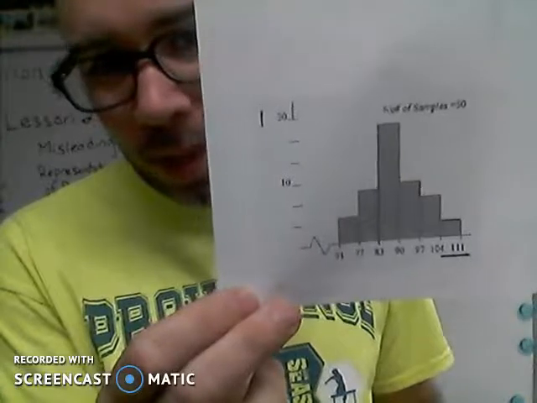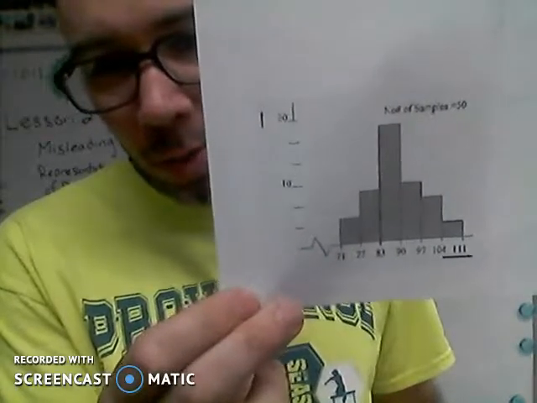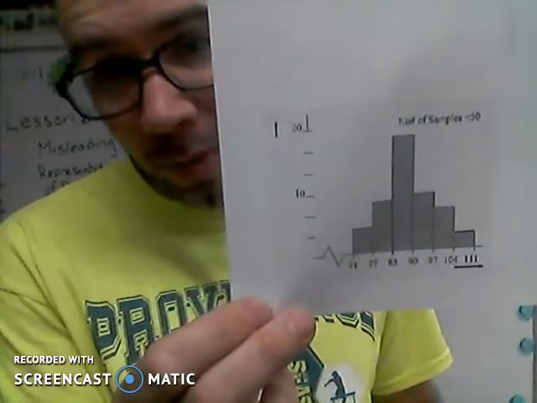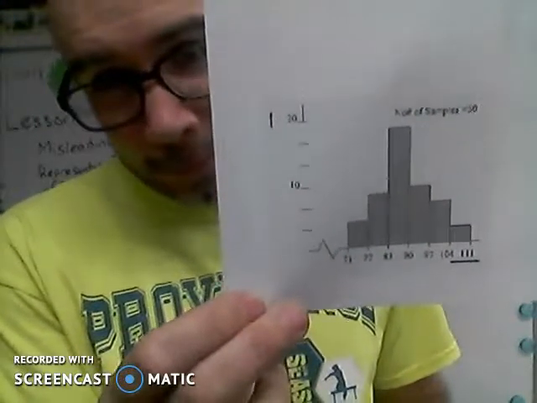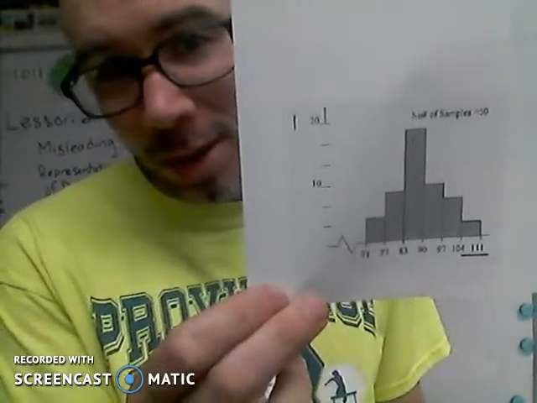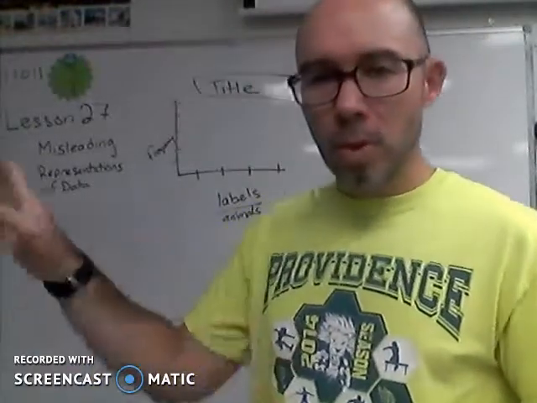That's misrepresenting the data. More things could be in the 83 to 90 because it's a bigger interval. There's more space there for numbers to go in. So to me, that's a misrepresentation. The scale changes as you go across. The scale needs to remain the same throughout the whole thing.